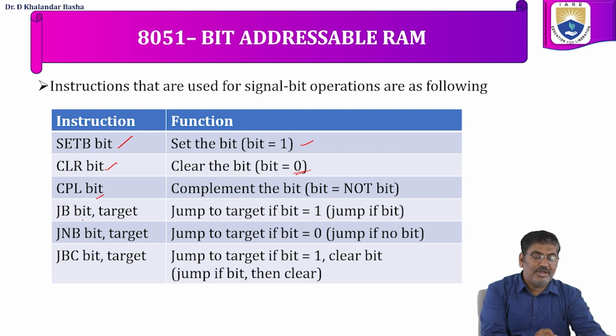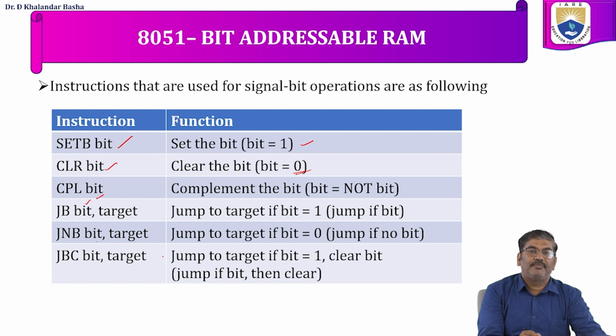Next one is JB bit, target. JB stands for jump if bit. This is a two operand instruction where the first operand is the bit which we are going to check. So if it is true, that is if the bit is equivalent to 1, then the control will be transferred to the target location. Otherwise, the subsequent instruction will be executed.